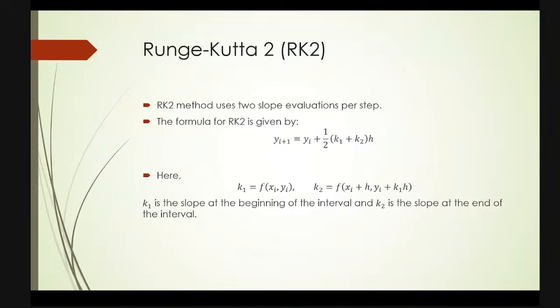Now let us study the RK2 method. As the name itself suggests, this method uses two slope evaluations for each step size. There are a large number of variants for this RK2 method, out of which we will be considering one variant in which we compute the slope at the beginning point of the interval and at the ending point of the interval. The formula for this variant of the second order Runge-Kutta method is given by y_{i+1} = y_i + (1/2)(k1 + k2)h. Here h is the step size, k1 is the slope computed at the beginning point of the interval, and k2 is the slope of the function computed at the end point of the interval.